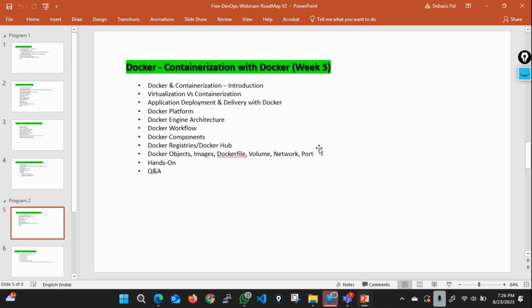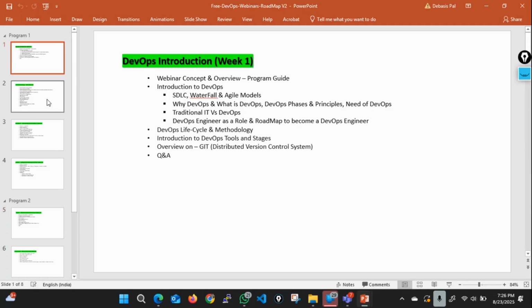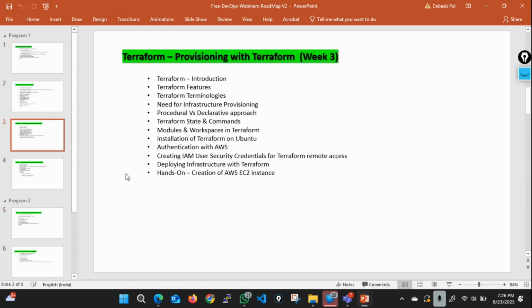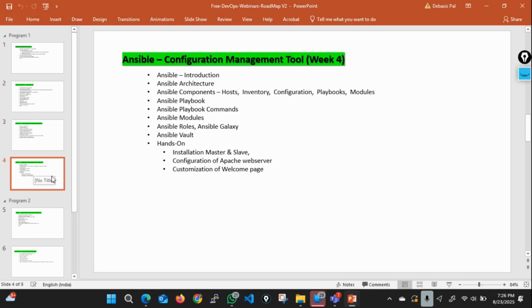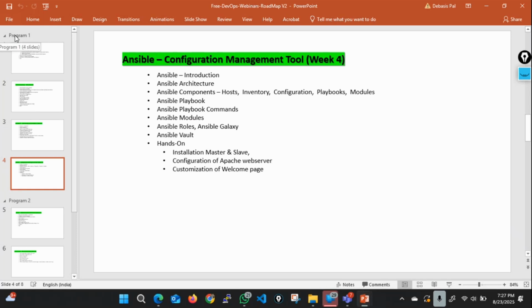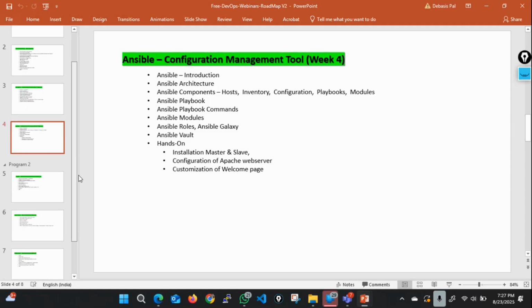On the second half, that is after the 4 sessions, if we divide the 8 sessions into 2 halves, the first half is your introduction to DevOps, cloud, Terraform, Ansible. So you have created your infrastructure on the cloud using some DevOps tools called Terraform and configured that infrastructure using Ansible. So this comprises the first half. Second half, it is very, very interesting.